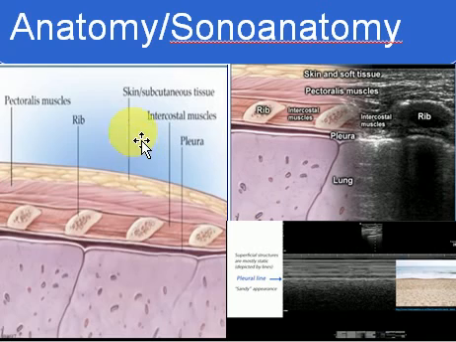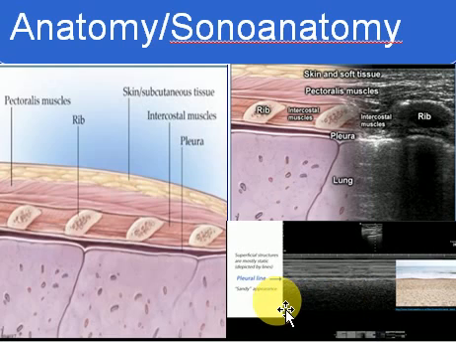When you apply the ultrasound probe, the first layer is the skin and subcutaneous soft tissue, then the pectoralis muscle, intercostal muscle, the rib, and pleura, and then the shadow of the lung, which will be the air. So by sonar, the first line is the skin and soft tissue, pectoralis muscle, the intercostal muscle, a rib, and the pleural line and the air.